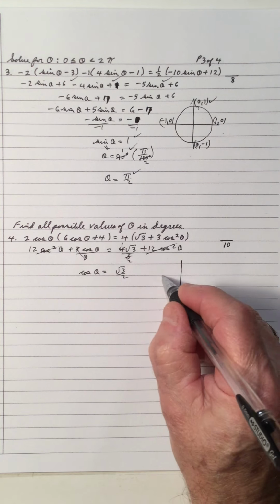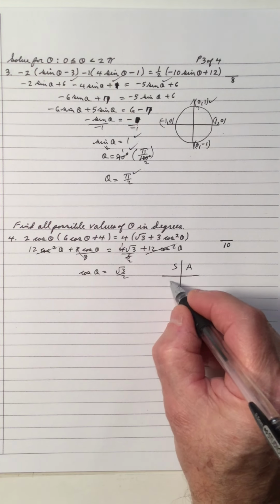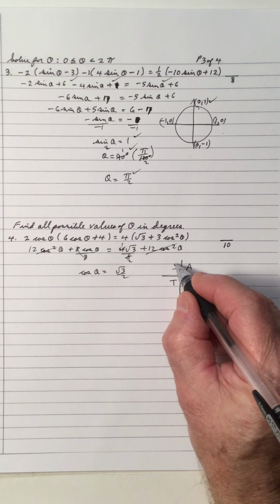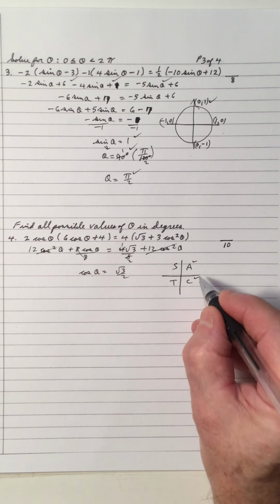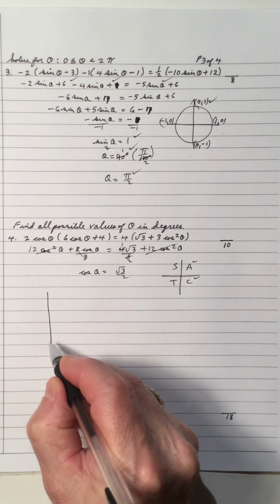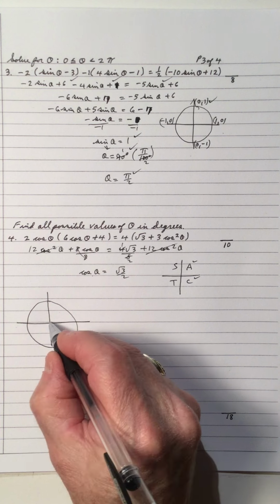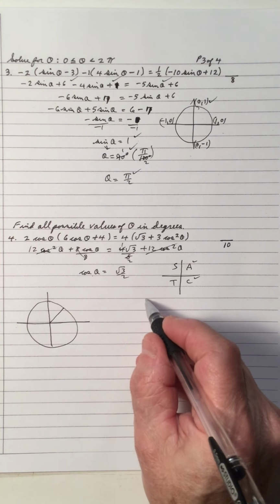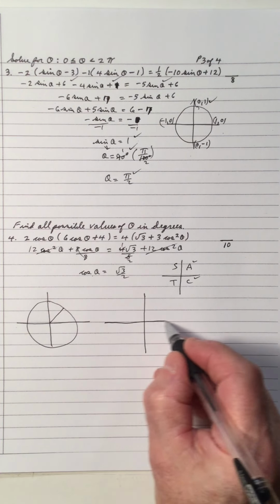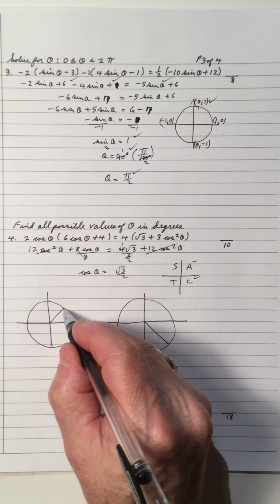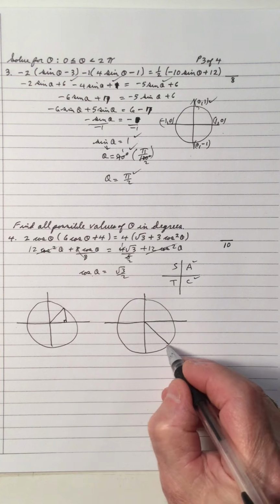And continue. Add sugar to coffee. Cos is positive. Cos is positive in 1 and 4. So let's draw in quadrant 1, which is right here. And let's draw it in quadrant 4, which is right here. Perpendicular to the x-axis in each one.